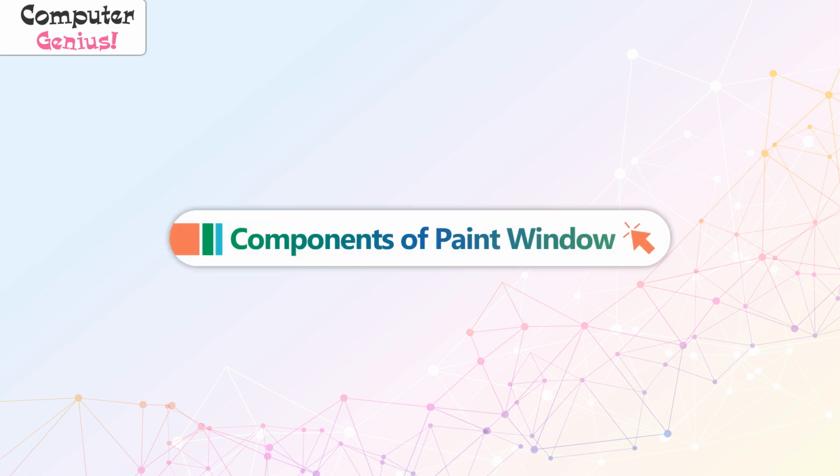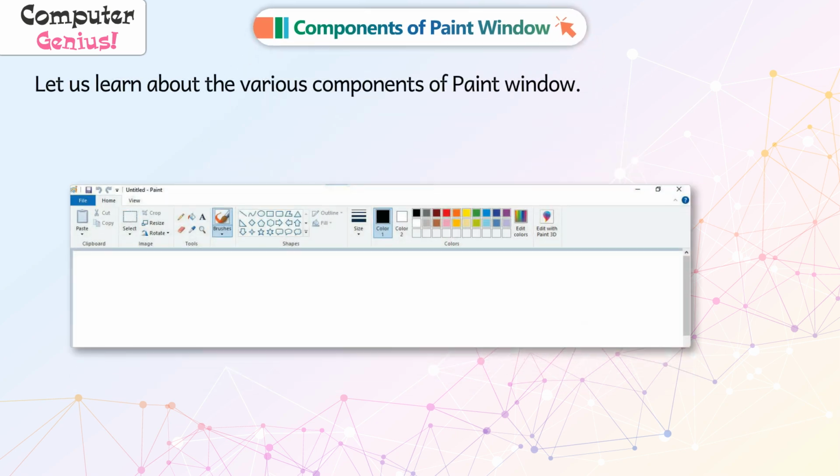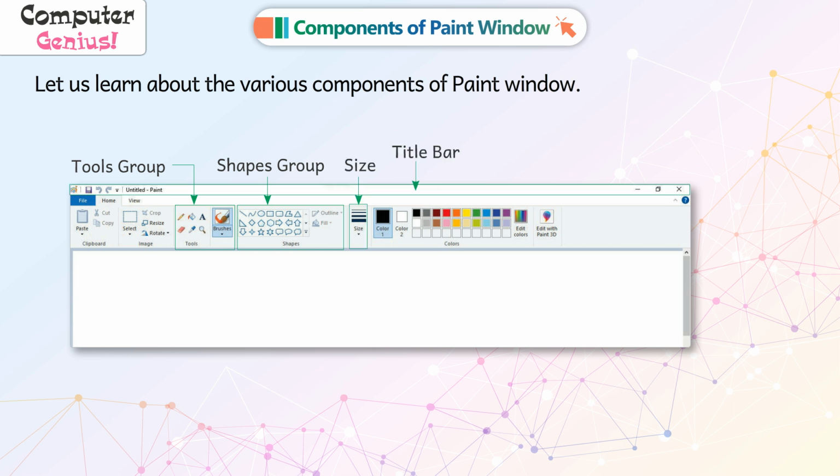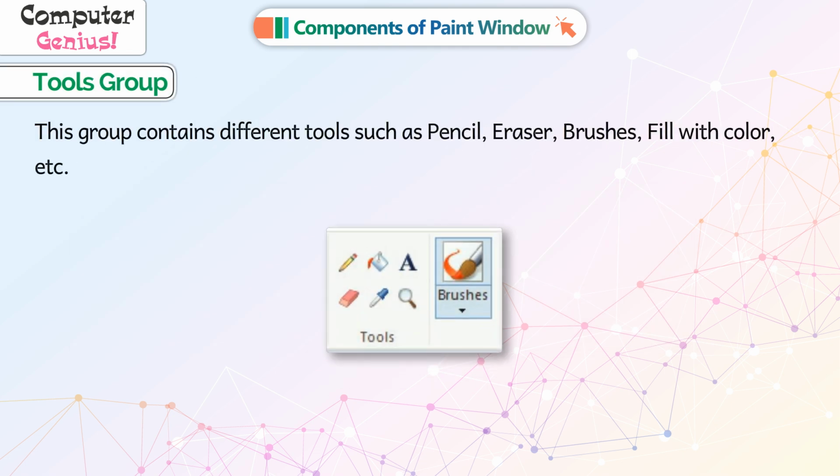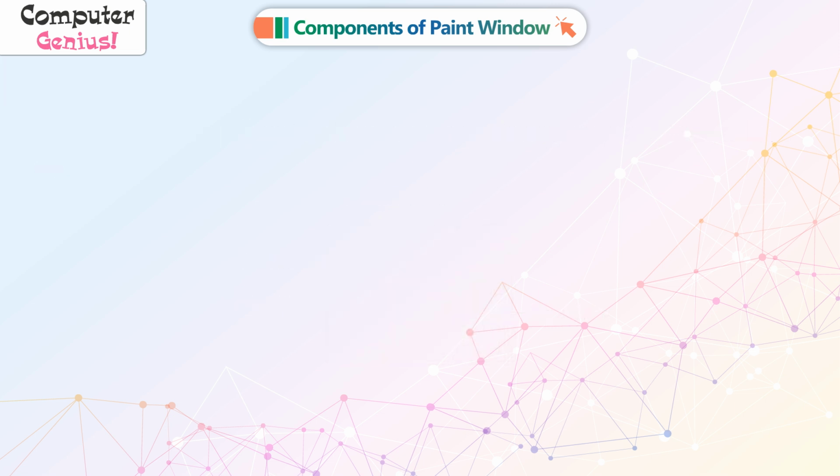Components of Paint Window. Let us learn about the various components of Paint Window. Tools group, Shapes group, Size, Title bar, Colors group, Ribbon, Drawing area. Tools group. This group contains different tools such as pencil, eraser, brushes, fill with color, etc.